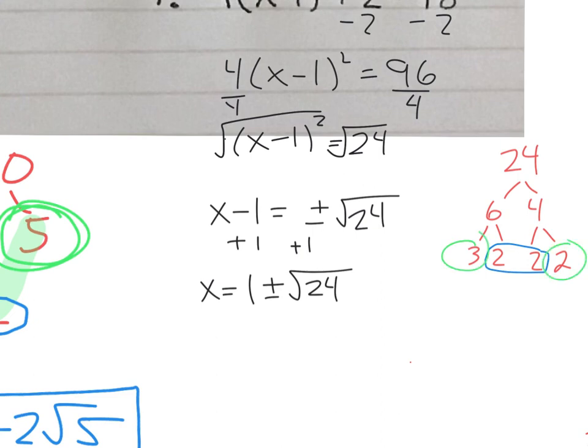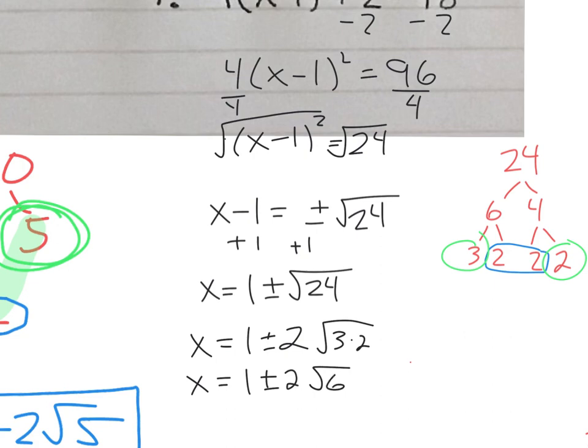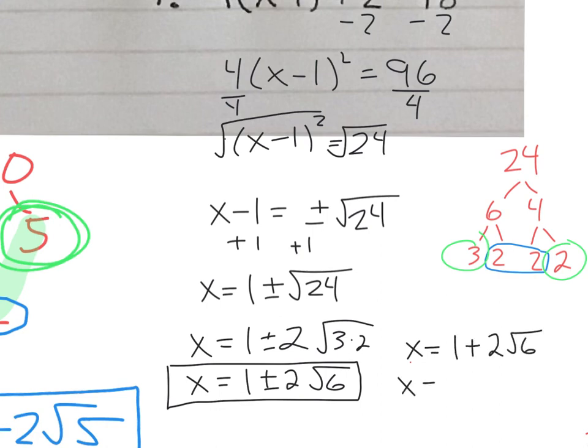So the way that's going to work is you're going to have yourself an x equals 1 plus or minus. Now the blue circle, the one that has a pair, comes outside, so you have a 2. But then the 3 and the 2 have to stay, the ones that are circled in green. Now, of course, you should simplify that. 3 times 2 would give you a 6. And so that is what's going to remain inside of the square root. And that, ladies and gentlemen, is your answer. So the idea is you have your x equals 1 plus 2 square root of 6. And you have x equals 1 minus 2 square root of 6.